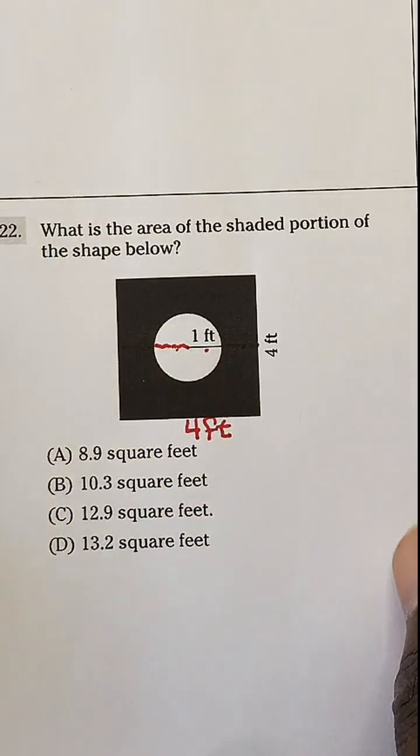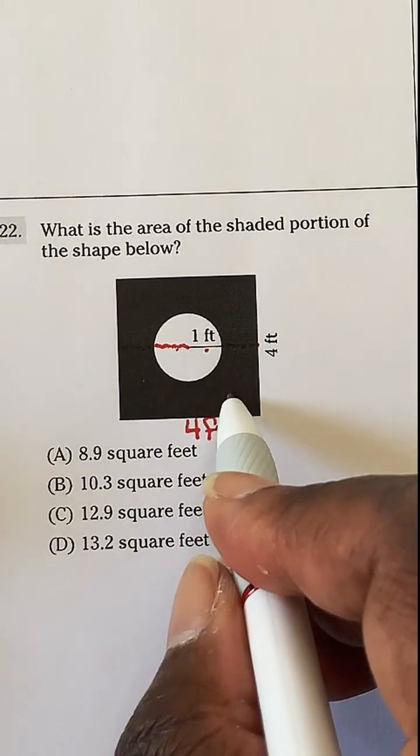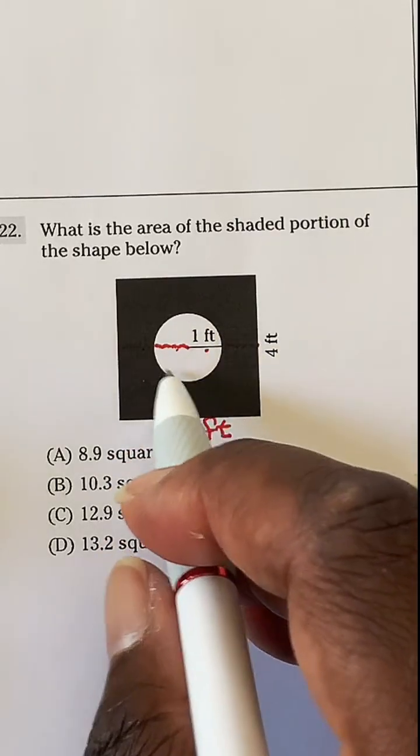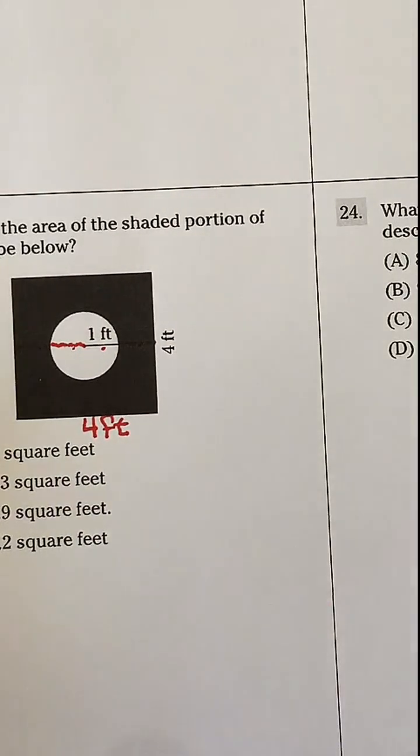So let's do this. Find the area of both, right? Just like how we did with the ice cream cone one earlier. But instead of adding them together, we want to see what's left over, right? So we will subtract it. So this is when you have to understand your formulas.